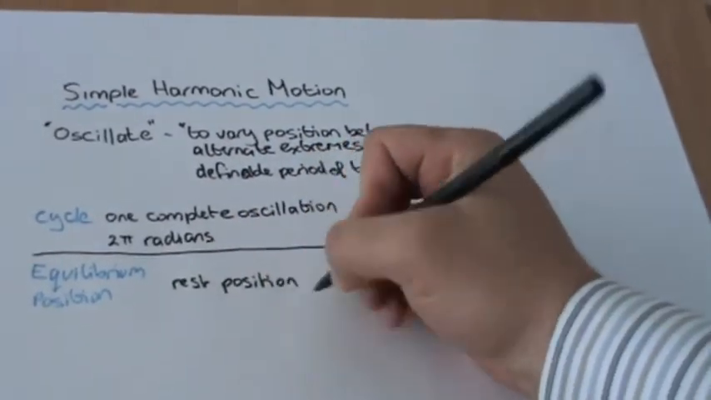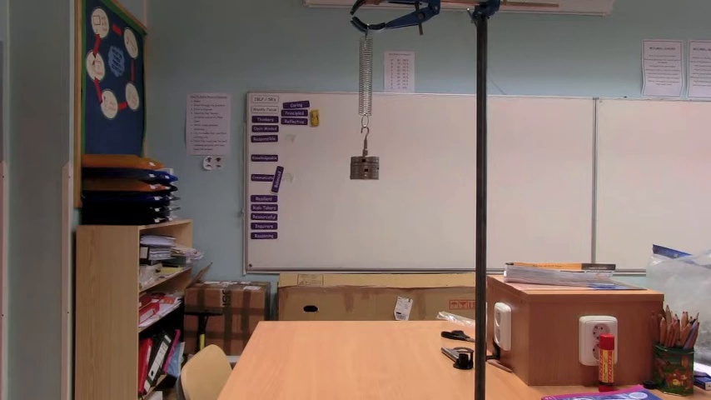Our next term is equilibrium position. So this is the rest position of an oscillating system. Here you can see the mass on the spring in its equilibrium position.